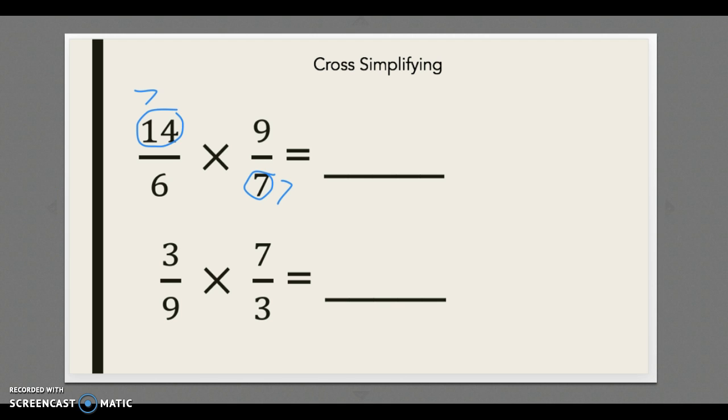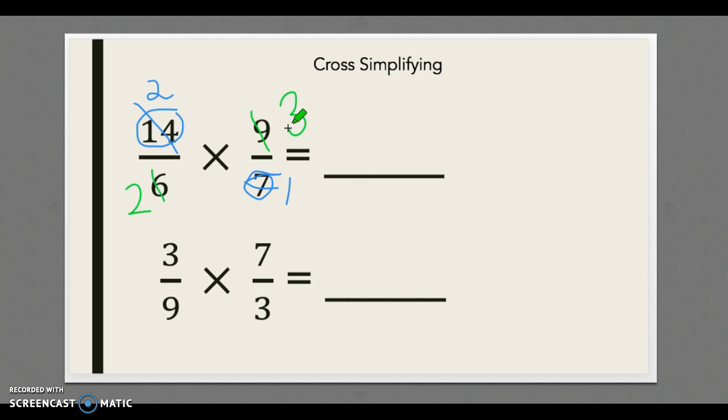So what I'm going to do is divide each of these numbers by 7. So 7 divided by 7 cancels out to 1. And 14 divided by 7 is 2. Now a common factor of both 6 and 9 is 3. So 6 divided by 3 is 2. 9 divided by 3 is 3.